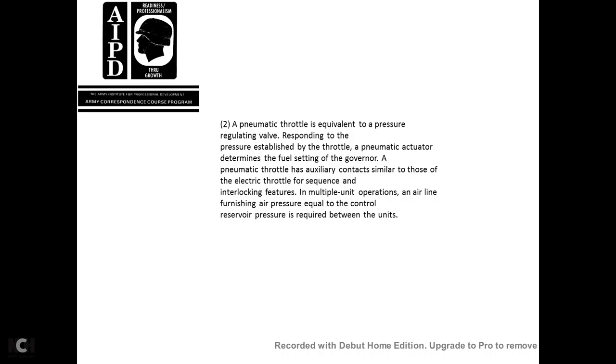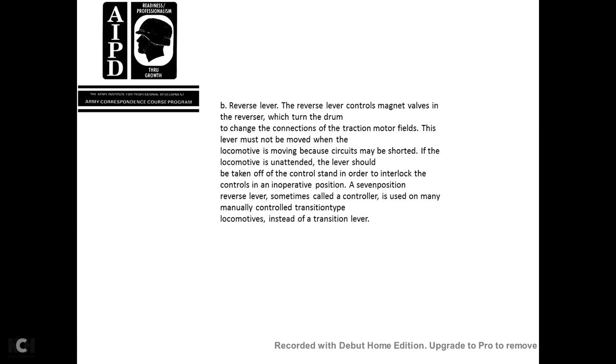As a pneumatic throttle, the auxiliary contacts are similar to those of the electrical throttle for the sequence interlocking features and multiple unit operations. On the airline, furnishing air pressure equal to the control of the reservoir pressure is required between the units.